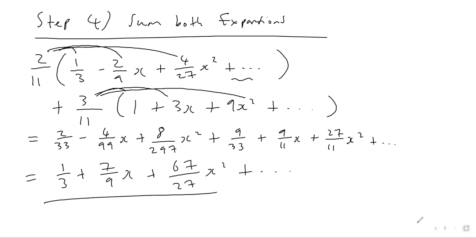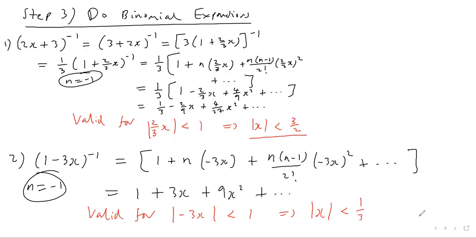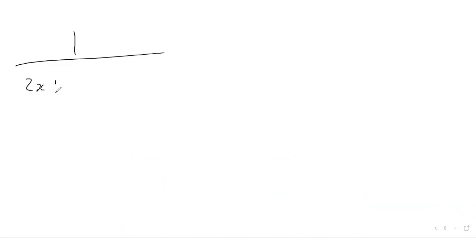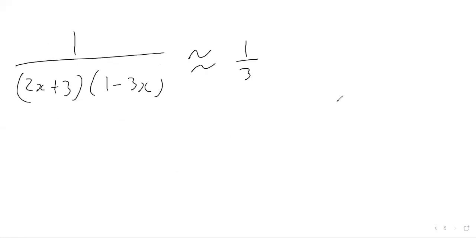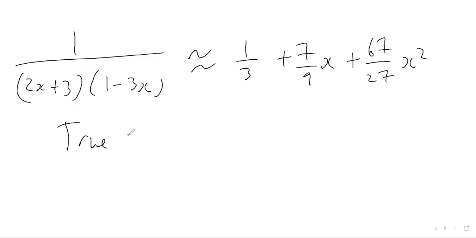So what we can say, therefore, is that the expansion we had at the start, 1 over 2x plus 3 times 1 minus 3x, is approximately equal to what we just got here. So the approximation is going to be 1 over 3 plus 7 over 9x, and then plus 67 over 27x squared. But when is this true? Let's go back to our expansions and when they were valid.